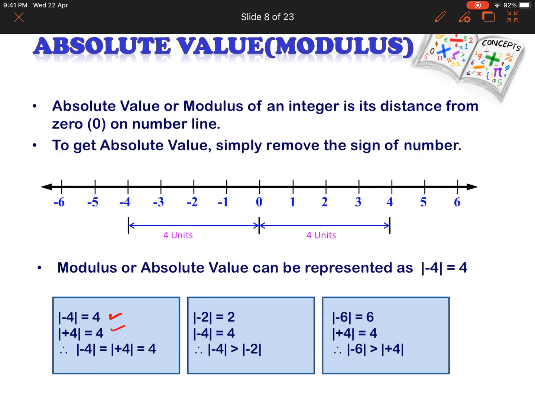Here I have given few examples which compare absolute values of two integers. First one we have seen for plus 4 and minus 4, which is equal. Now second one is absolute value of minus 2 is 2, absolute value of minus 4 is 4. So absolute value of minus 4 is greater than absolute value of minus 2. Obviously 4 is greater than 2. The next one is absolute value of minus 6 and absolute value of plus 4. Here, even though minus 6 is less than plus 4, absolute value of minus 6 is greater than plus 4. Why? Because obviously 6 is greater than 4.